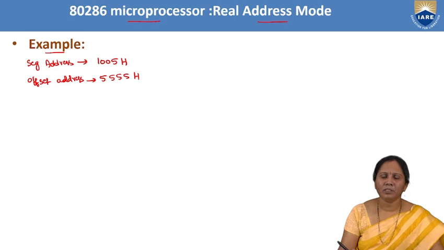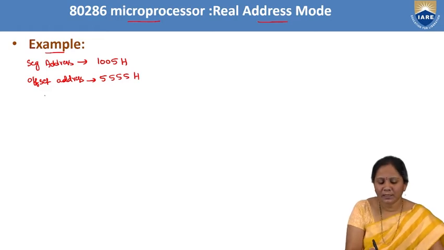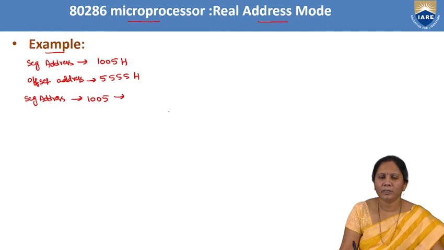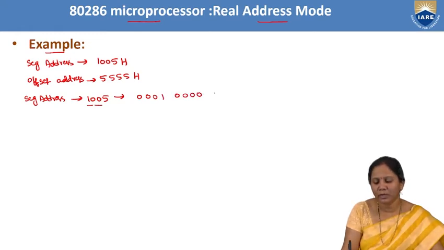We can follow the same procedure as we used to calculate the physical address in the 8086 microprocessor. Consider the segment address, which is 1005. We have to write this value in binary. The value of 1 is 0001, the value of 00 is 0000 and 0000, and the value of 5 is 0101.